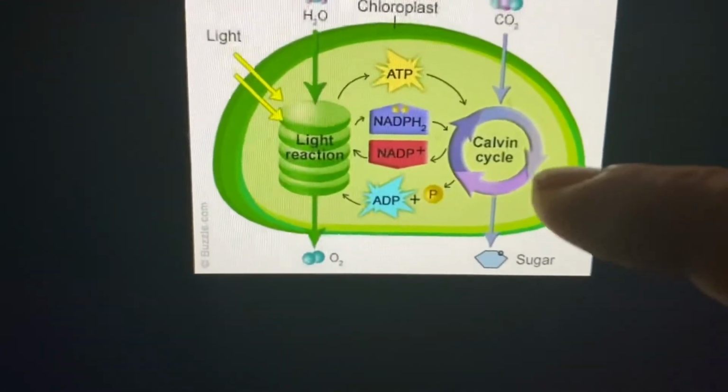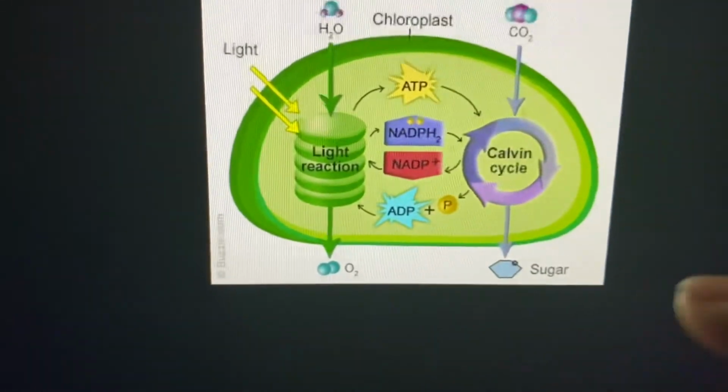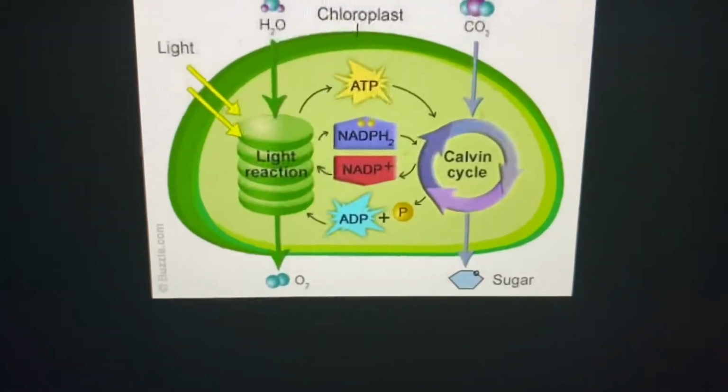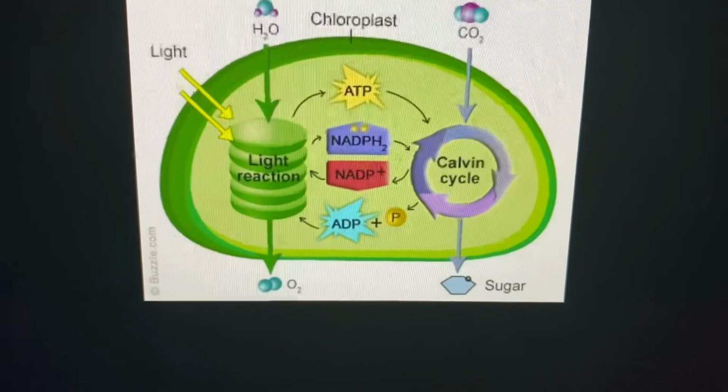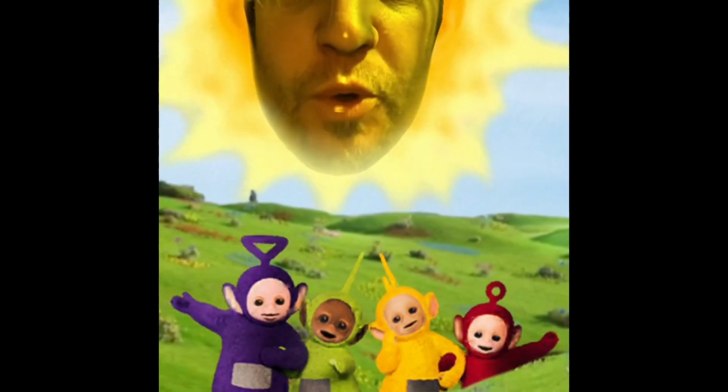And look, there's another cycle. Remember we had the Krebs cycle? Well, now we got the Calvin cycle. Yeah, that's cool. Maybe one day you'll have a cycle named after you. Photosynthesis.